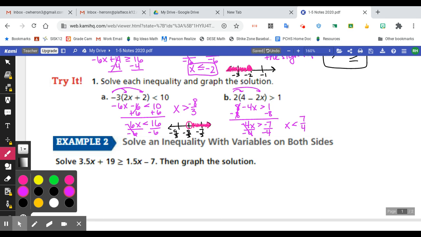Okay? Graphing it, draw your number line. And again, it doesn't matter which way you do it. So you could be 6/4, which is actually 3/2. 7/4, 8/4 is 1/2. I'm going to have an open circle on 7/4, and I'm going to be going to the left for less than.